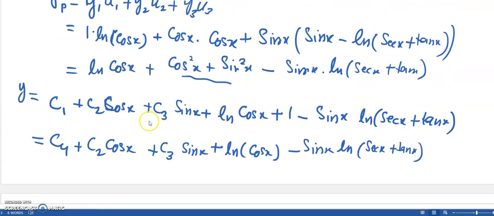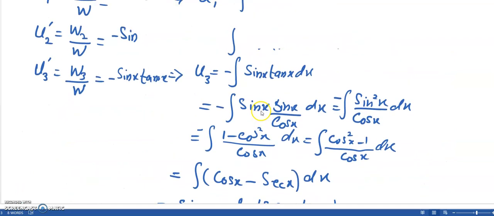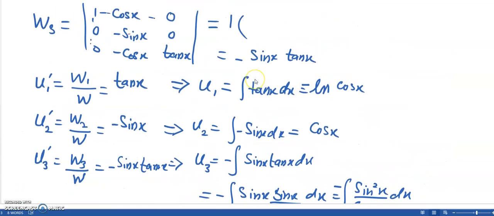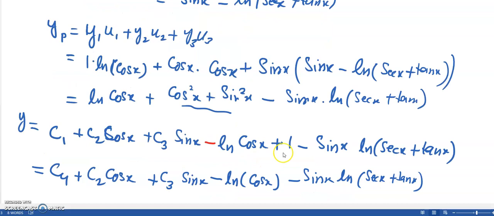Okay, so this is the solution, and there is one correction: it should be minus over here, because over here it was minus, and then we combine these constants into this constant C4.